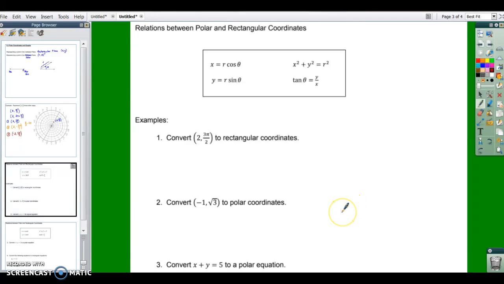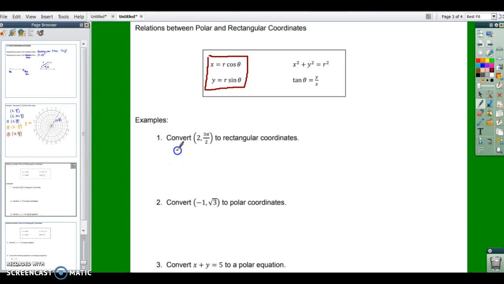Now we also need a method for converting between rectangular coordinates and polar coordinates. These are the equations that we're going to use to do that. These first 2 equations, you'll notice we have x and y in terms of r and theta. So that's going to allow us to convert from polar coordinates into rectangular coordinates. I'll show that in problem number 1 here.